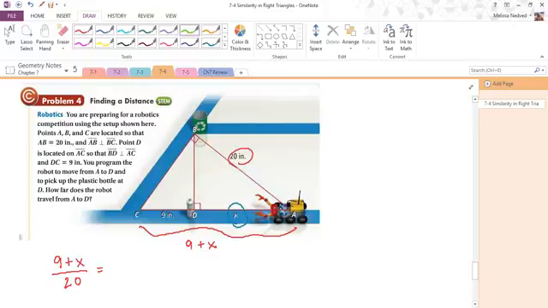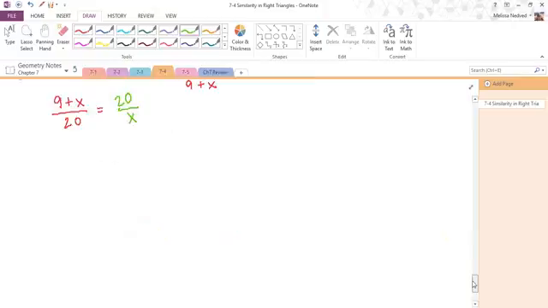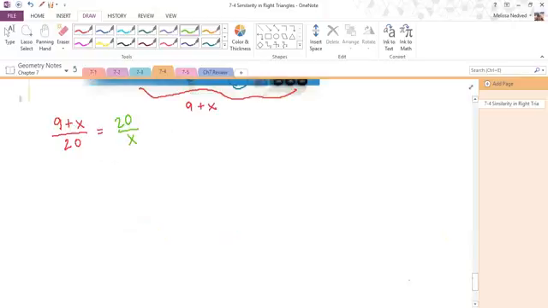Well, if I look at this triangle BDA here, this right-hand triangle, my hypotenuse is 20 over my long side, which is x. So now I've got one equation with one variable. I can use cross multiplication to solve for x. What's really important here, and we've practiced this in section 1, is that we have these implied parentheses. So when we cross multiply, we get x times this quantity 9 plus x equals 20 times 20.